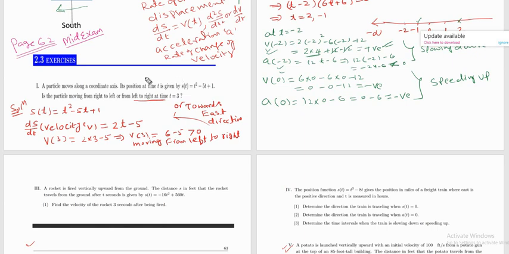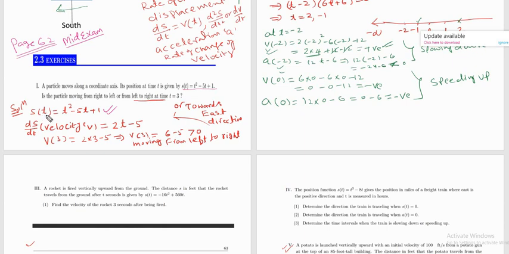Left to right means positive, and right to left means negative. If velocity is positive or negative, according to that we can say left to right or right to left. So first of all, we need to find the derivative of that, meaning velocity. The s(t) function is given here. We need to find that velocity.